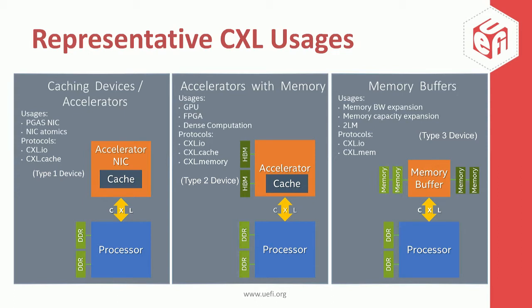The last one is memory buffers. This is essentially used for memory expansion. You can get more bandwidth and more capacity, and it's connected to the host processor over the CXL bus, and all it has is memory. It has no cache on it.